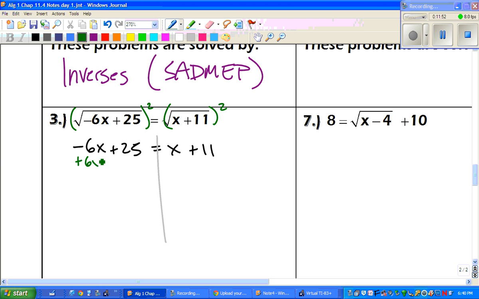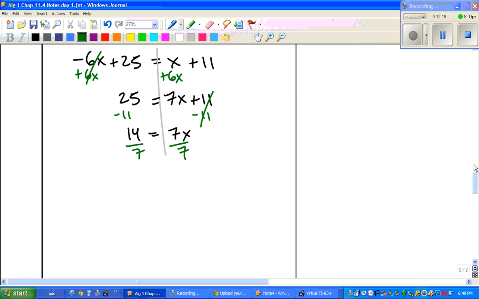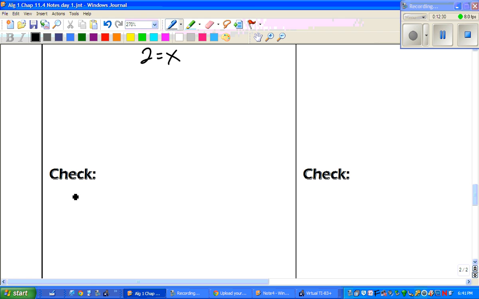Okay, I only like working with positive variables, so I'm going to add the 6x to the other side. And we get 25 equals 7x plus 11. I cancel the addition with subtraction, and we get 14 equals 7x. And then we divide by 7, and we get 2 equals x. Okay? I can't jump and say that that's the answer. All right? We have to check it.